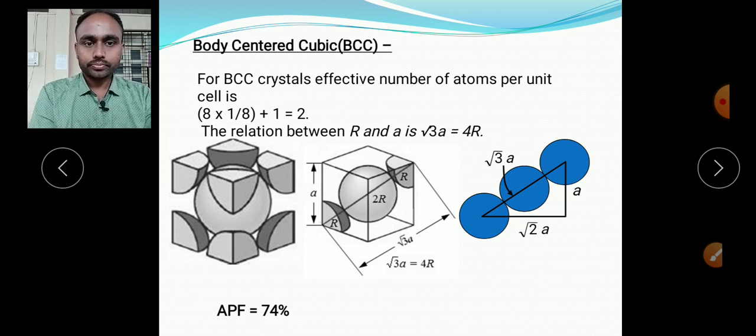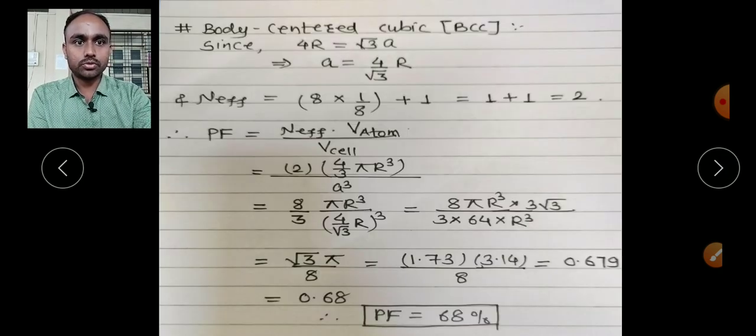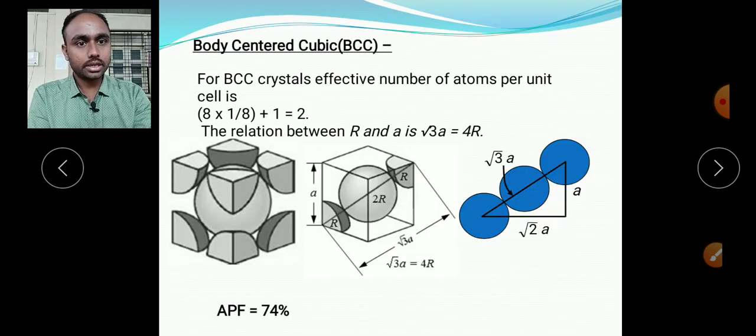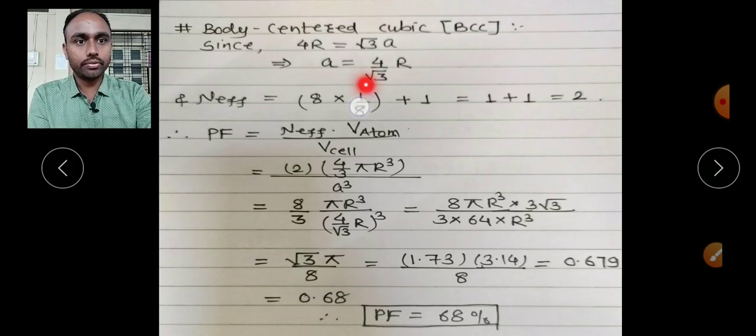First of all we will see how many atoms are present in this unit cell, because to find the packing efficiency we must know the effective number of atoms. How to find the effective number of atoms? If we go to the next slide, effective number of atoms: since 8 corners are occupied by 8 atoms, I have written 8 here, and each corner atom is shared by how many unit cells? 8 different unit cells. Therefore, we should divide by 8.